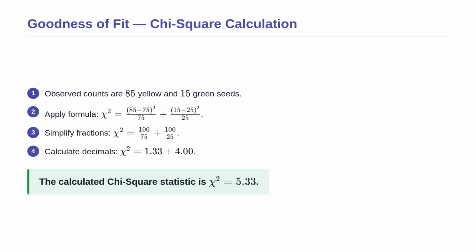Squaring the differences ensures the positive error from the yellow seeds does not cancel out the negative error from the green seeds. Adding these together gives us a final chi-square statistic of 5.33. Since our degrees of freedom is 1, the critical threshold is 3.84. Because 5.33 is larger, we reject the idea that this deviation happened by chance. The plants are significantly deviating from the theory.